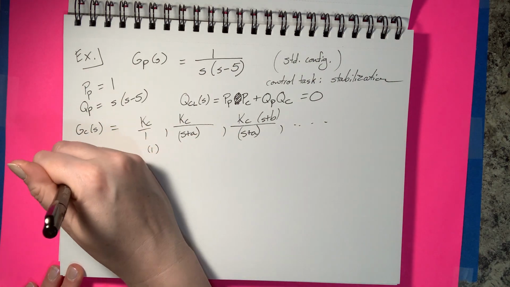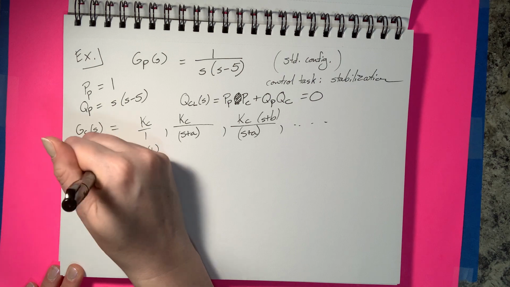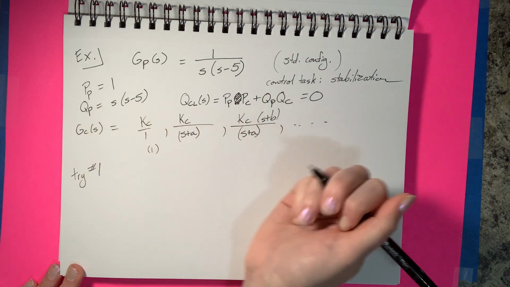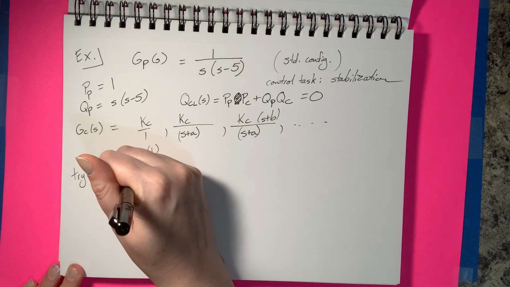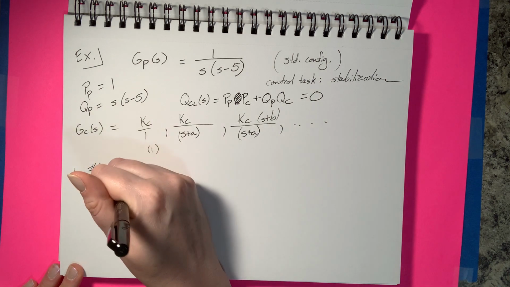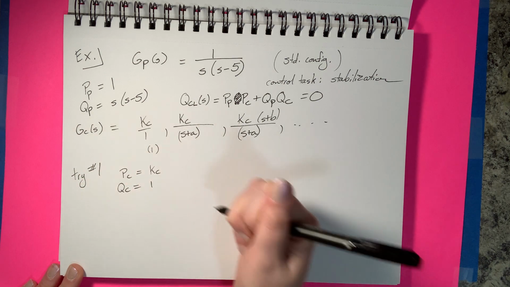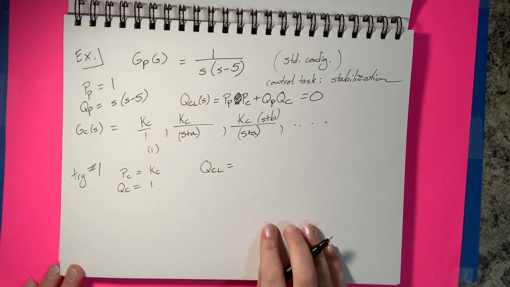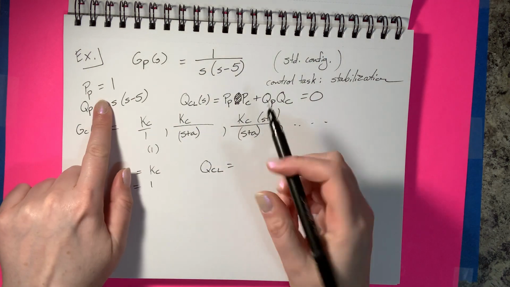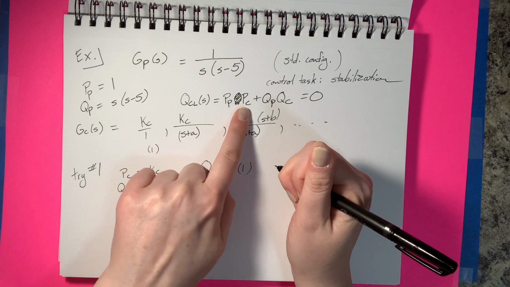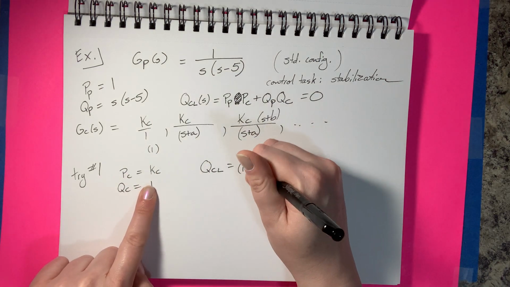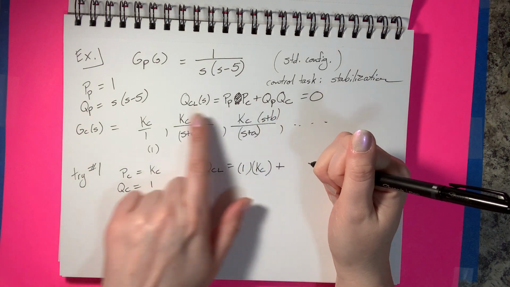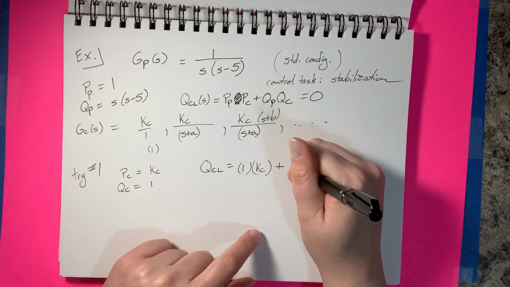Let's try number 1. All right, so what we're going to do is plug in. So we'll write P sub C is equal to KC, and Q sub C is equal to 1. We'll plug into our Qcl. All right, so P sub P is 1. P sub C is KC. And then Q sub P is S times S minus 5.